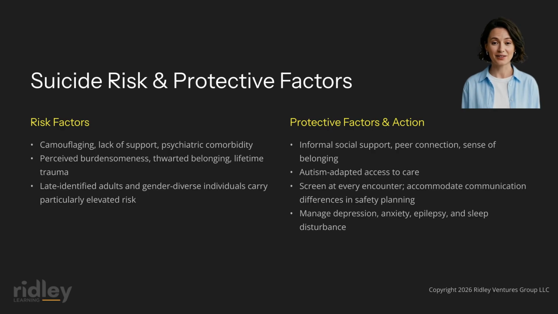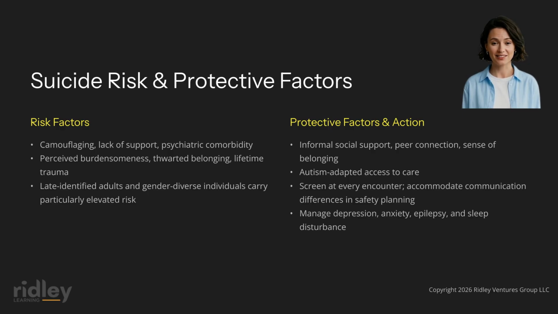Protective factors are empirically supported. Informal social support from family, peer connection, a sense of belonging, and autism-adapted access to care are repeatedly identified as resilience resources. Wolpe and colleagues' 2025 qualitative synthesis of autistic young adults' transition recommendations emphasized acceptance, honest communication, and family support for executive functioning as practical levers that families and clinicians can mobilize.